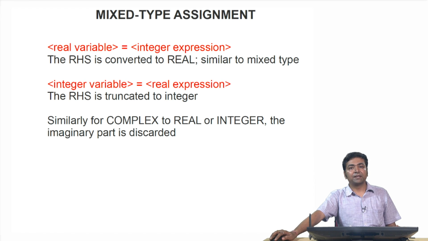One can also do mixed type assignments. For example, you can assign an integer expression to a real variable and vice versa, and similarly between complex and real or integer. When you do a complex to real or integer assignment, that is, when my expression on the right hand side is a complex number and I want to assign it to an integer or a real variable, it takes just the real part of the complex number. The imaginary part is discarded.